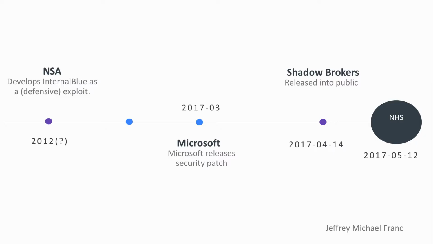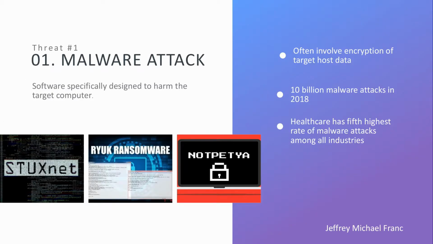In March of 2017, Microsoft releases a security patch. About a month later, the NSA exploit of EternalBlue is released into the public on a dark web site by the Shadow Brokers, and it is in May of that same year that the NHS is affected. So this is an example of our first threat, malware attack.